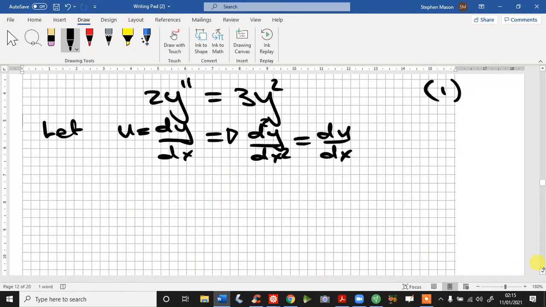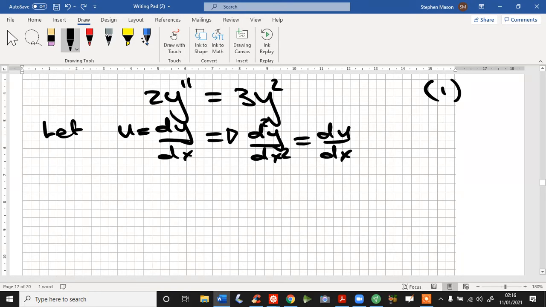Now, we could substitute du by dx straight back into y double prime, but the problem is there we end up with a u, an x, and a y on the right hand side. And that's a problem because you can't have three variables of any type in an ordinary differential equation. You can only have the maximum of two in order to solve it, as you were probably aware.